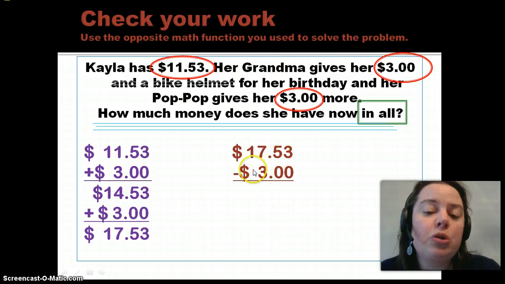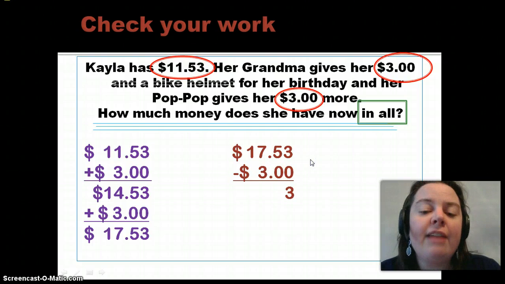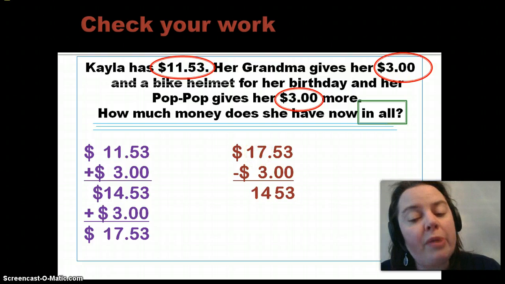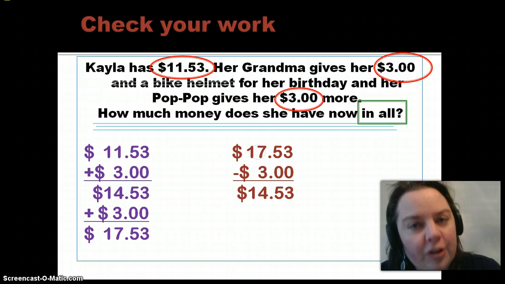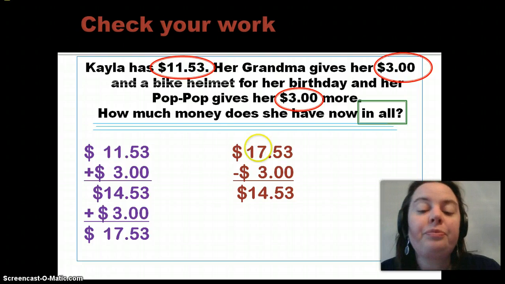We have to make sure our decimal points line up, and we're going to start at the right. And 3 subtract 0 is 3. And 5 subtract 0 is 5. Good. And then 7 minus 3 is 4. And 1 subtract, oh, there's not a number there. So we're going to treat that as a 0. Good. So 1 minus 0 is 1. We're talking about money, so we need our dollar sign and decimal point. Good job.